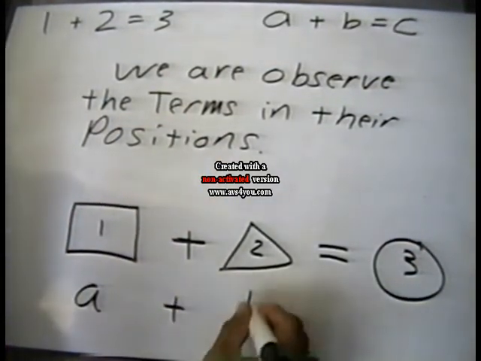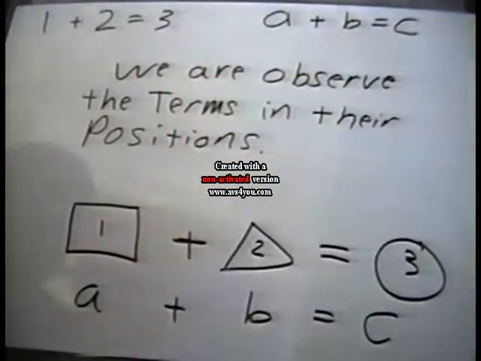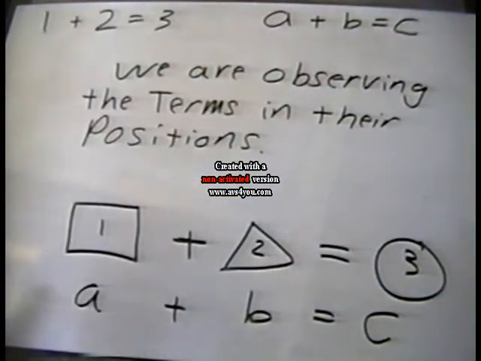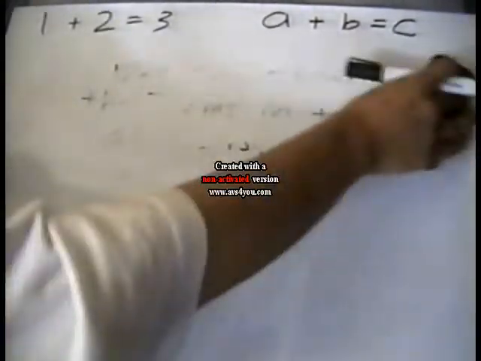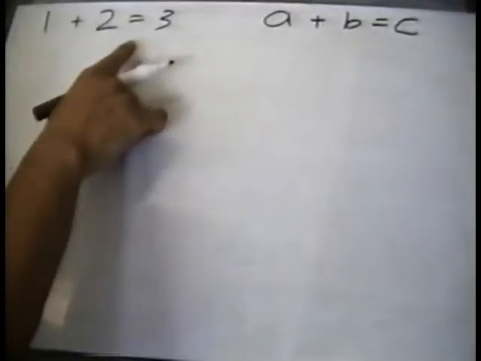Okay, here 1 plus 2, 1 plus 2 equals 3. Okay, we have A plus B, C. Okay. Observing, we are observing the terms and their positions.